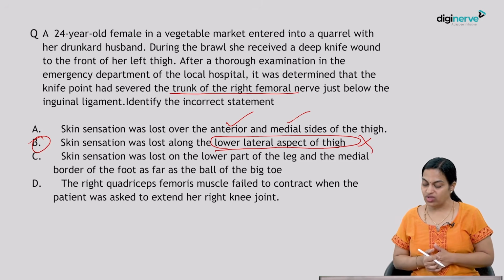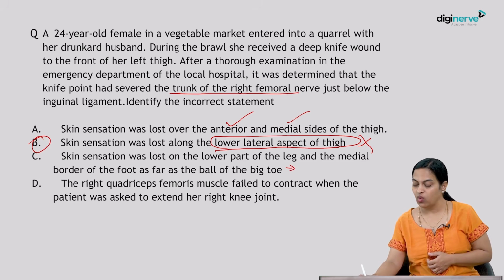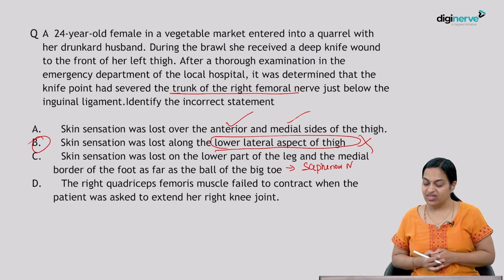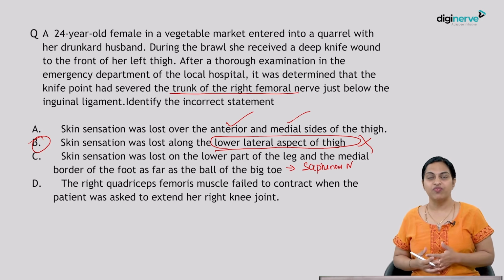Skin sensation was lost on the lower part of the leg, medial border of the foot as far as the ball of the great toe. It is the territory of the saphenous nerve, and we know the saphenous nerve is a branch coming from the posterior division of the femoral nerve. The right quadriceps femoris muscle failed to contract. Of course, it is innervated by the femoral nerve. The branches to the quadriceps femoris arise from the posterior division of the femoral nerve. So the incorrect statement will be B.